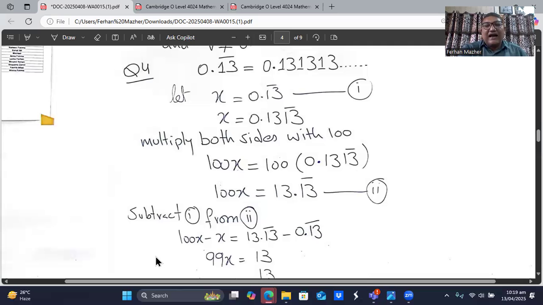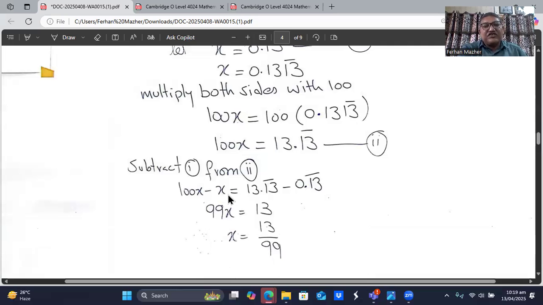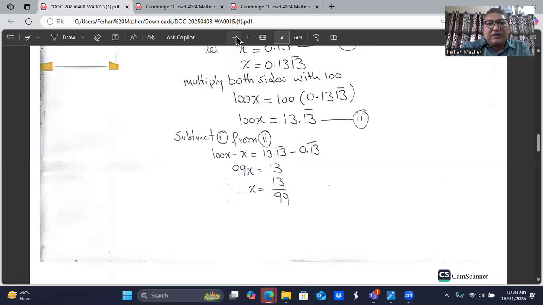So you will have this situation, 100x minus x equals 13.13 bar minus 0.13 bar, and this is 99x, and this is 13. So x will be equal to 13 divided by 99. So you see, we have converted that non-terminating recurring decimal fraction into a simple fraction. So this is a rational number.